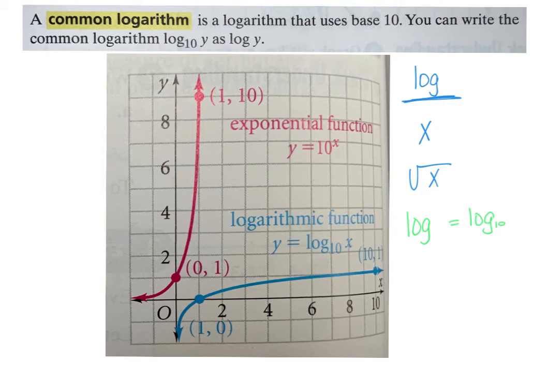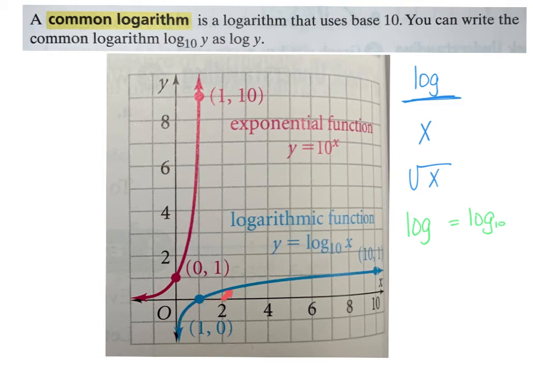I just want to show you the graphs. We're not going to graph them. Remember, your exponential function shoots up. This is a base 10. So if I have 10 to the 0 power, I'm going to get 1. 10 to the first power, I'm going to get 10. 10 to the second power, I will get 100, way up here, which is off this graph.